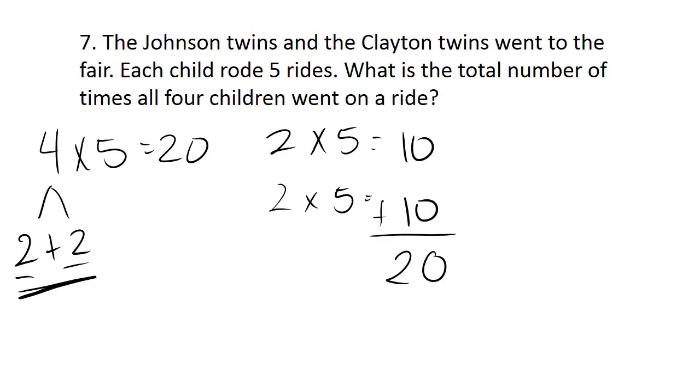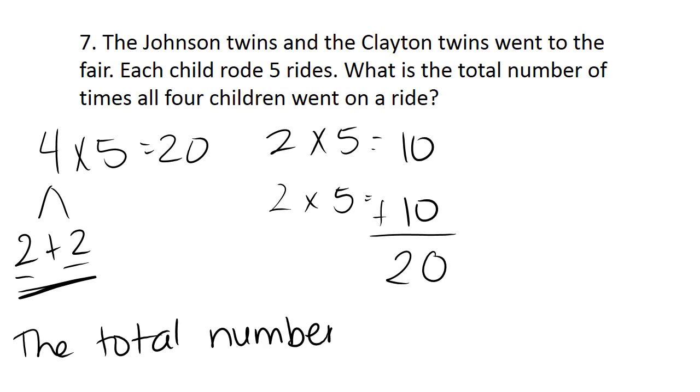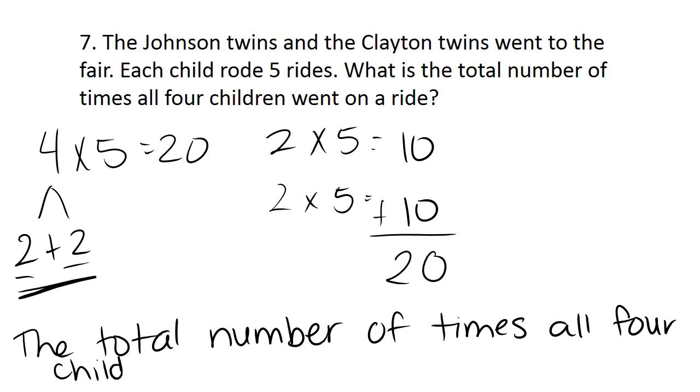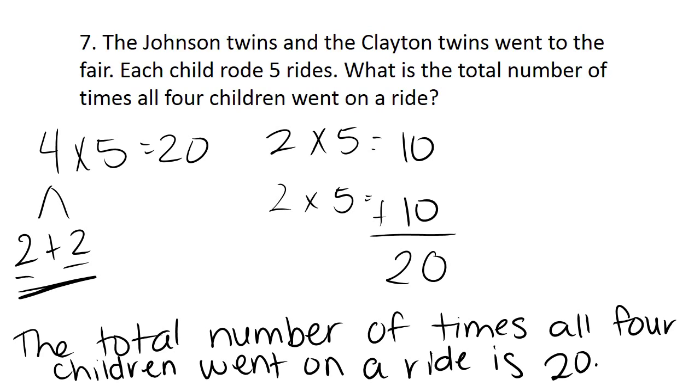Now all of this work should go into your My Work box that's on the side of your paper. Now we need to write a complete sentence. So what is the total number of times all 4 children went on a ride? So we can say, the total number of times all 4 children went on a ride is 20.